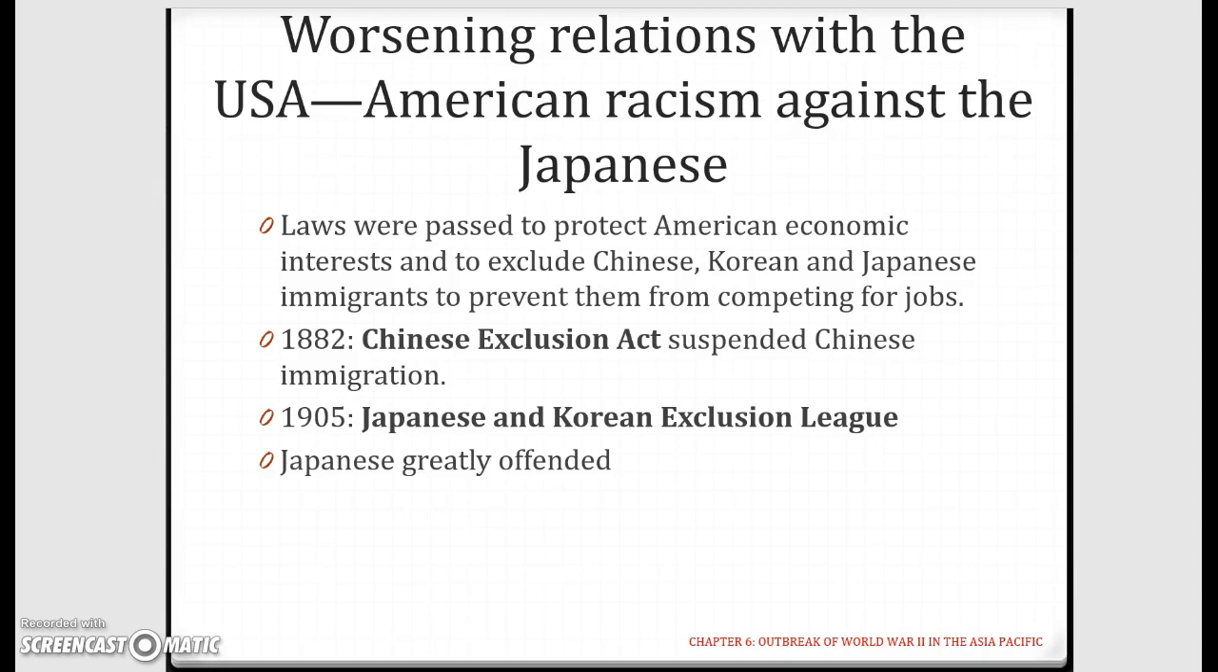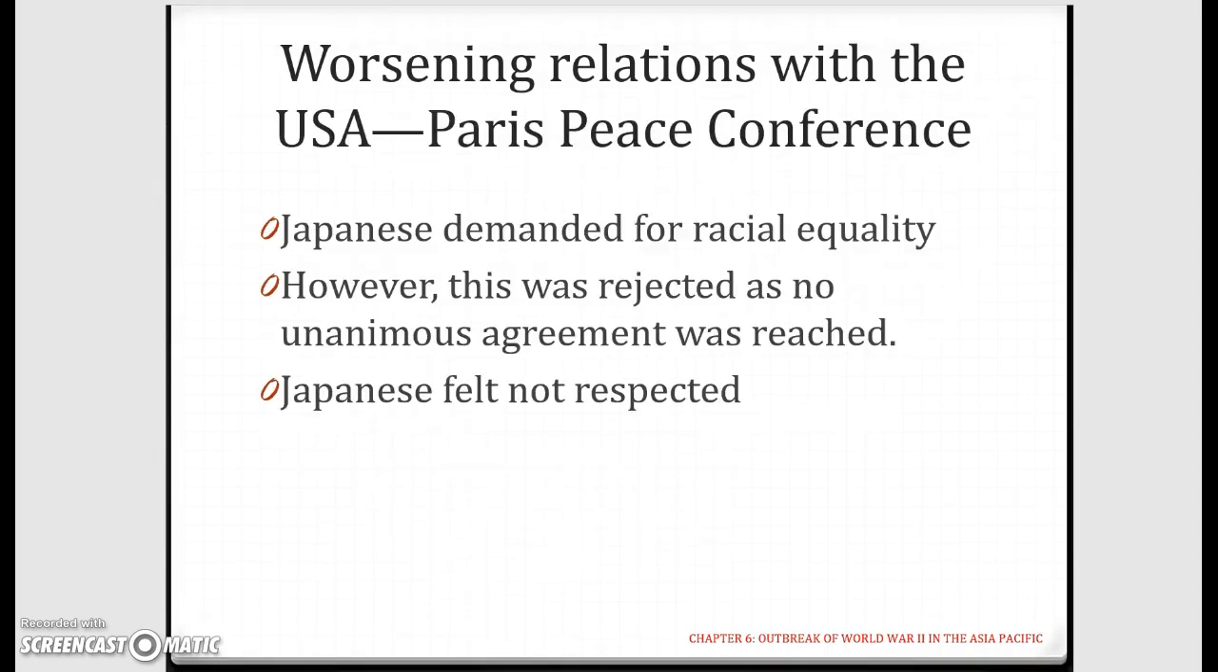So there were laws passed to basically actively be racist against the Japanese. There was a Chinese Exclusion Act that suspended Chinese immigration, and a Japanese and Korean Exclusion Act in 1905, and the Japanese were greatly offended. Basically, in 1905, they just defeated an Angmo country. The Japanese mentality would be like, why? You scared of me? Why do you need to exclude me?